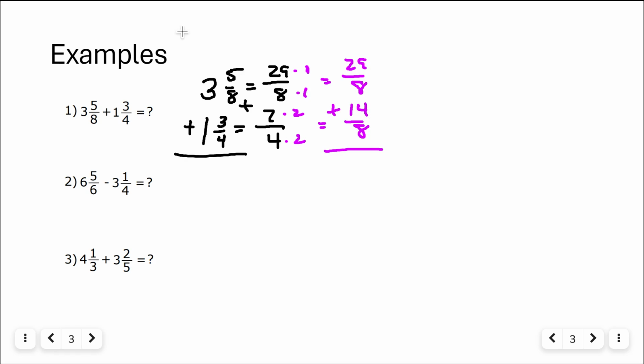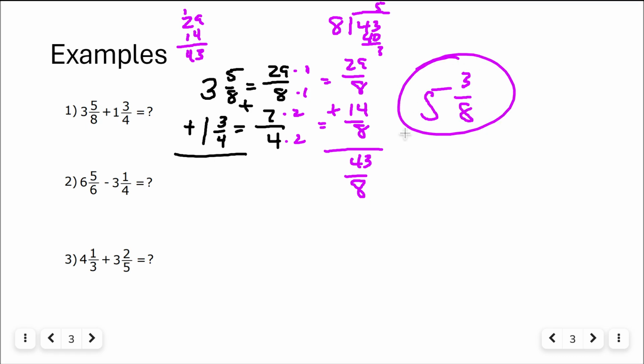29 and 14. 9 and 4 is 13, 1 to carry. 43 over 8. And now we're going to go back to that mixed number. So 43 over 8. 8 goes into 43 5 whole times, with 3 as the remainder. So this is 5 3/8. That's my answer. Okay, so you can see what we're trying to do here. All right, let's try the second one.